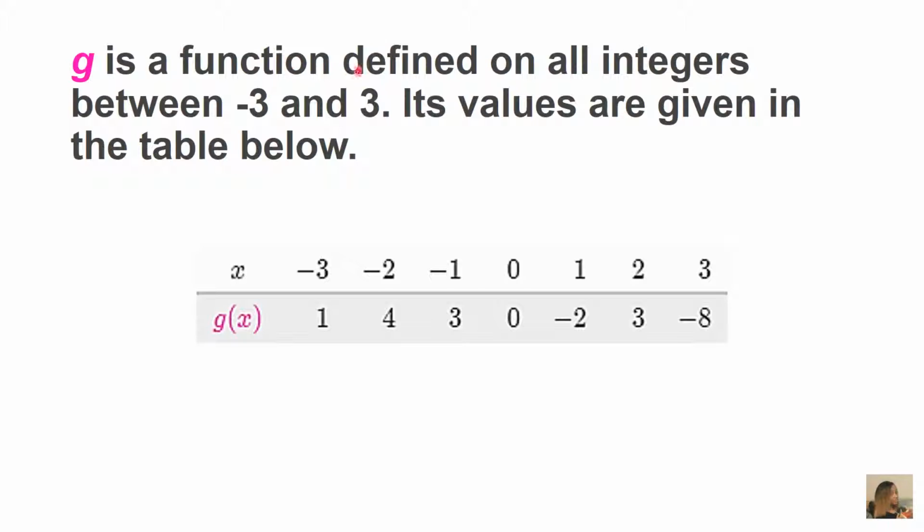Now g is a function defined on all integers. And just in case you forgot what the term integer means, it means all whole numbers, not fractions. This could be negative 3, positive 3, 2, just any whole number. So it's defined on all integers between negative 3 and 3, and its values are given in the table below. So we have g of negative 3 all the way up to 3. Okay, and here goes the output.